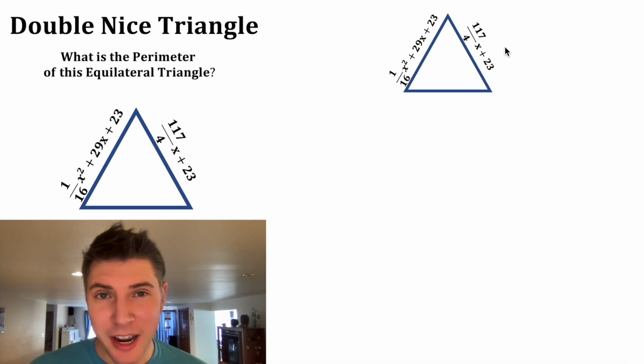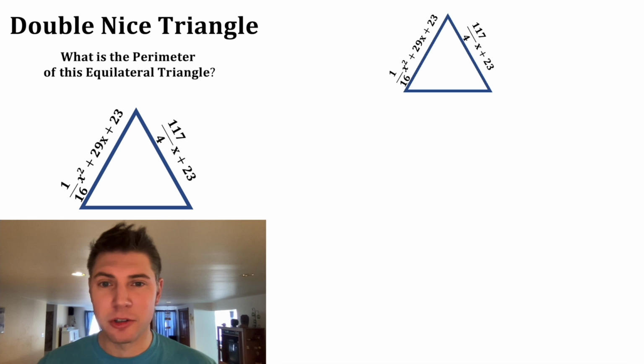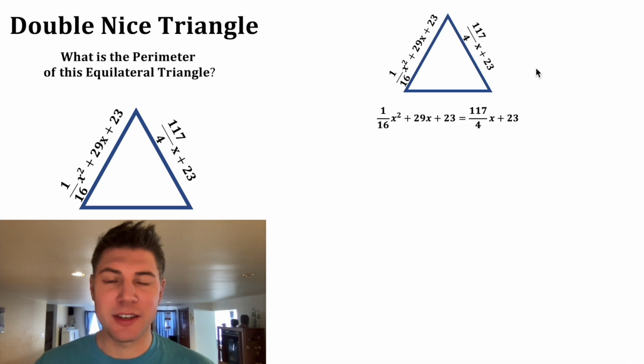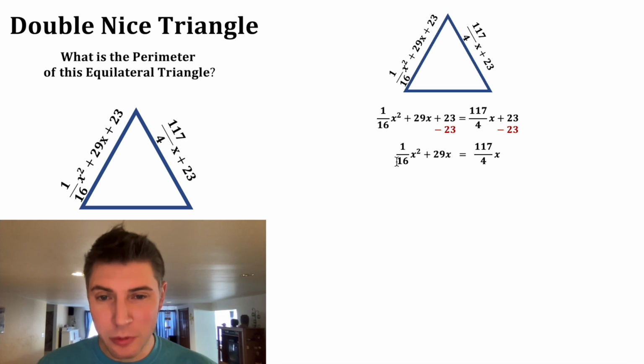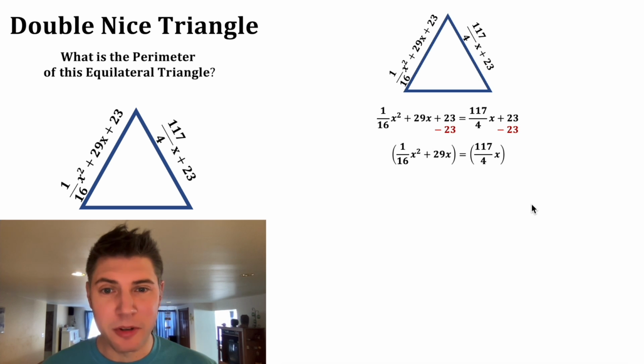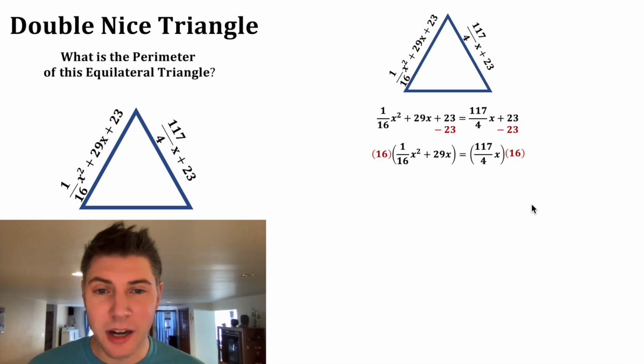So we need to solve for x and then plug in x to find out the lengths of all the sides. Since it is an equilateral triangle, we can set this side equal to this side. And next we can subtract 23 from both sides, which will give me this equals this. Now I want to get rid of these denominators, so I can put parentheses around both sides and multiply both sides by the least common denominator of 16.